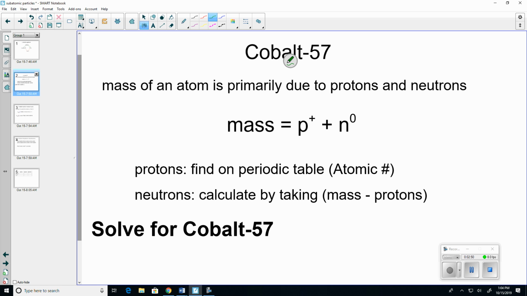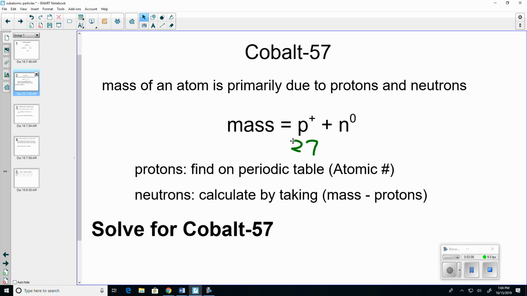Found it? Yeah. The atomic number is the number in the corner that's blue. It's the biggest number there. What's that number for cobalt? 27. That means cobalt has 27 protons. The atomic number is the number of protons.